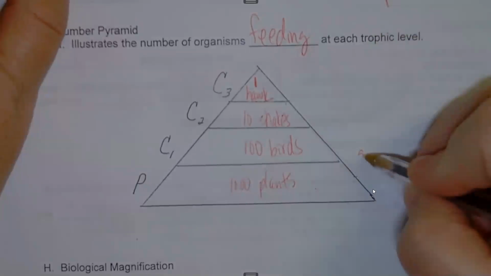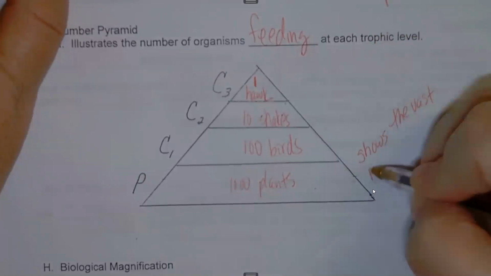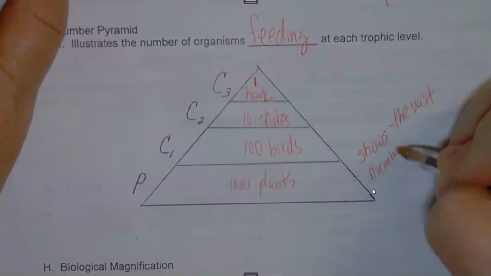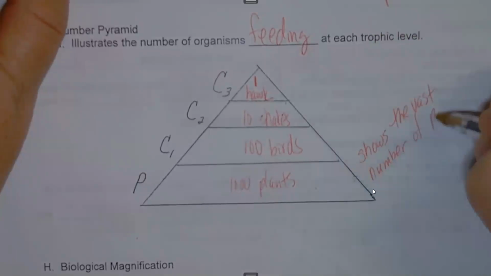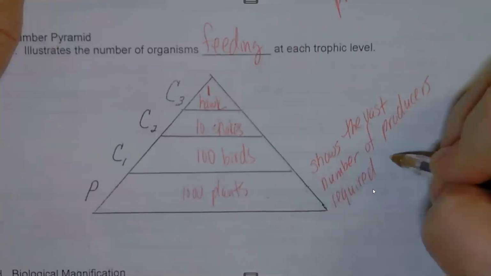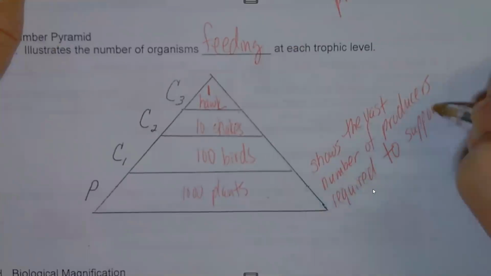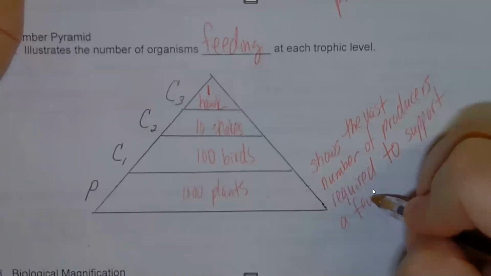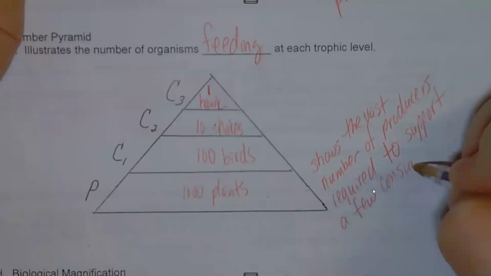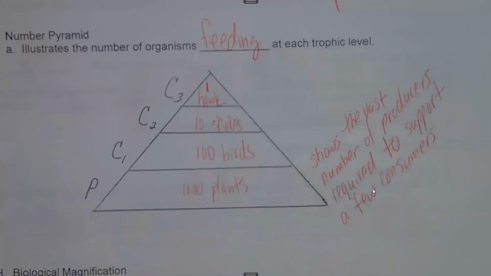So this shows the vast number of producers required to support a few consumers. It may take 1,000 plants to eventually only be enough to support one hawk.